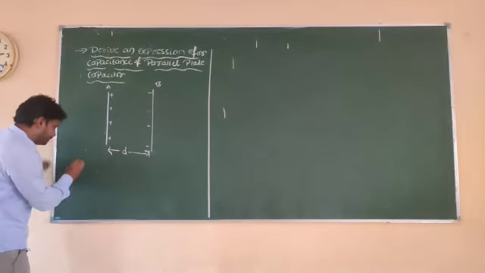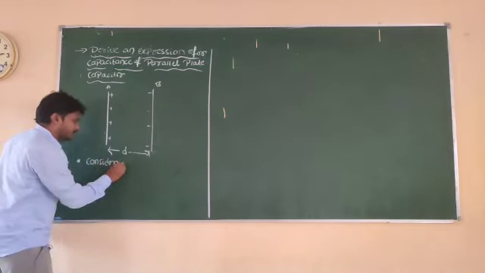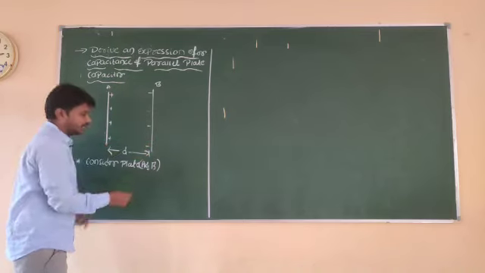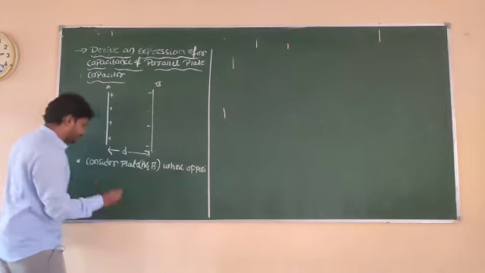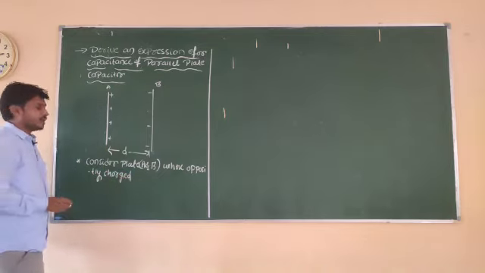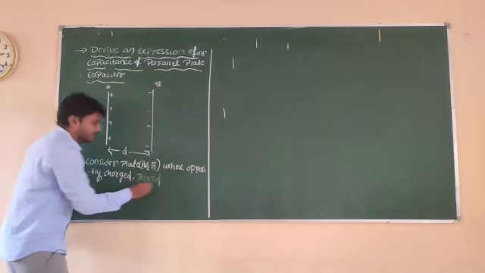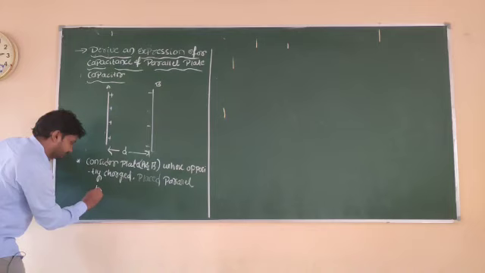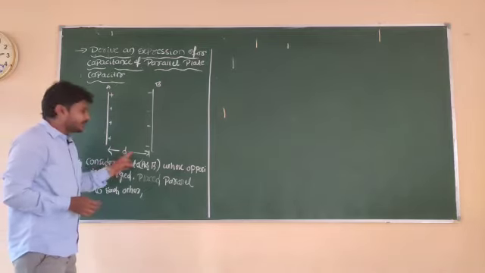Now I will consider plates A and B. These plates are oppositely charged, placed parallel to each other, and the separation between them is d.